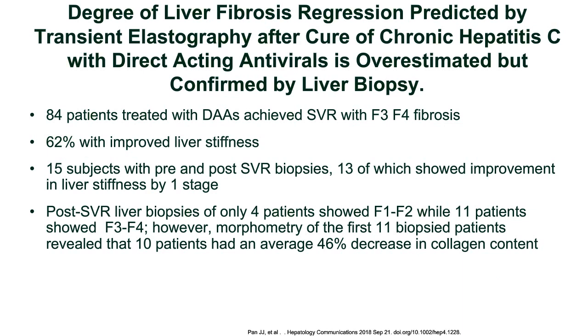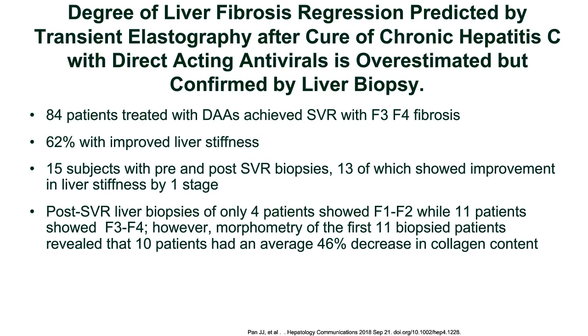But here's a cautionary note. When we correlated with liver biopsies, it may be that the degree of improvement is actually overestimated by elastography and confirmed by liver biopsy. This was a recent publication, available online by Dr. Pan, and this comes from Scripps Clinic. They looked at 84 patients who were treated with direct-acting antiviral agents who had achieved sustained virologic response with stage 3 to stage 4 fibrosis.